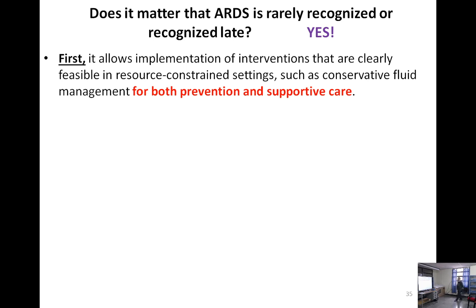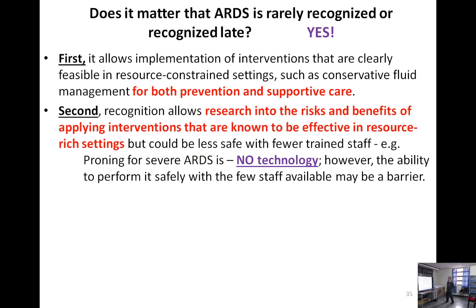Okay, so does it matter that ARDS is rarely recognized or recognized late? If you could recognize it early with an ultrasound, if you could recognize it early with a PO2-FiO2 ratio, if you could recognize it early with bilateral pulmonary infiltrates, if you could recognize it early with a raised IL-6, then it will allow implementation of interventions, that is low tidal volume, high PEEP, PEEP-FiO2 ratio, fluid management, dehydrating the patient, both for prevention and supportive care. So importance of having a high index of suspicion. And then recognition allows weighing the risks and benefits of applying the intervention.